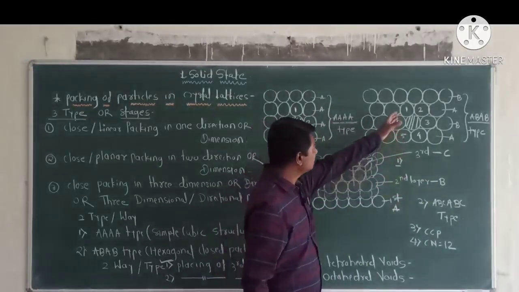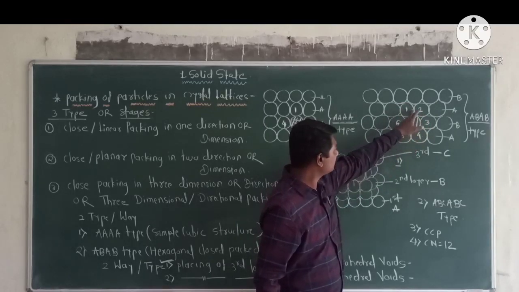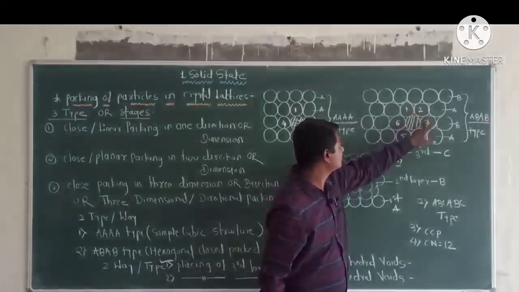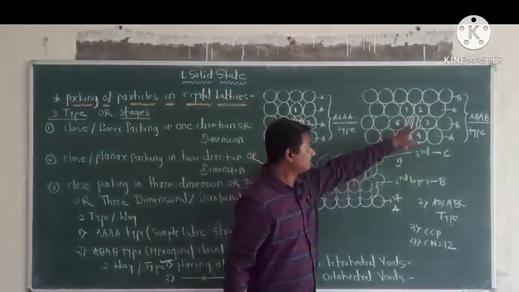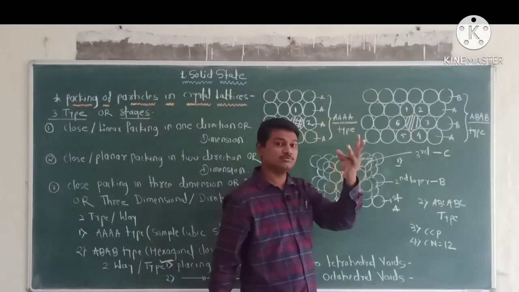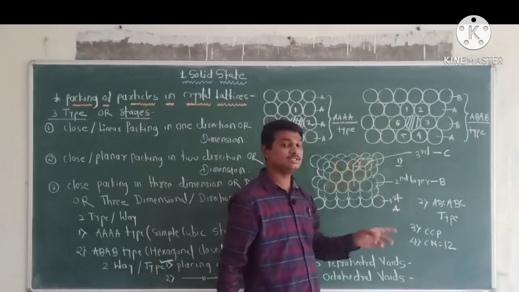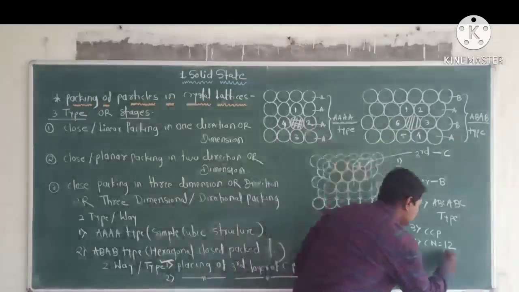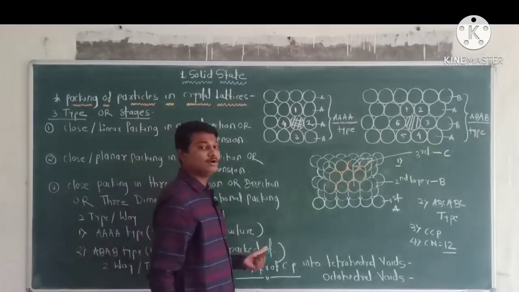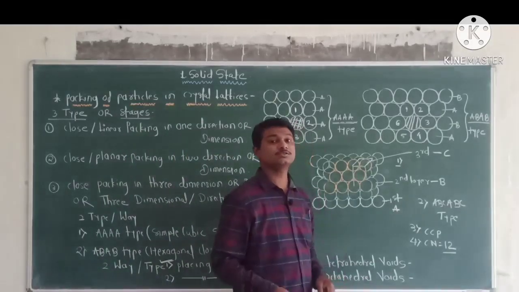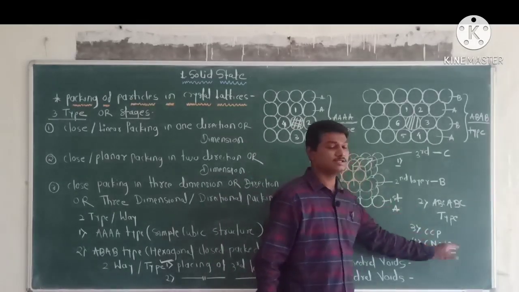For example, this is a layer of constituent particles. Consider this constituent particle in contact with 6 other constituent particles, 1 2 3 4 5 6, in this layer. Now above this constituent particle there are 3 constituent particles, and below there are 3. Now 3 plus 3 is 6, and this 6, that is 12. Therefore, in this packing each constituent particle is in contact with, or surrounded by, 12 other constituent particles. Therefore, the coordination number of each constituent particle in this packing is 12.